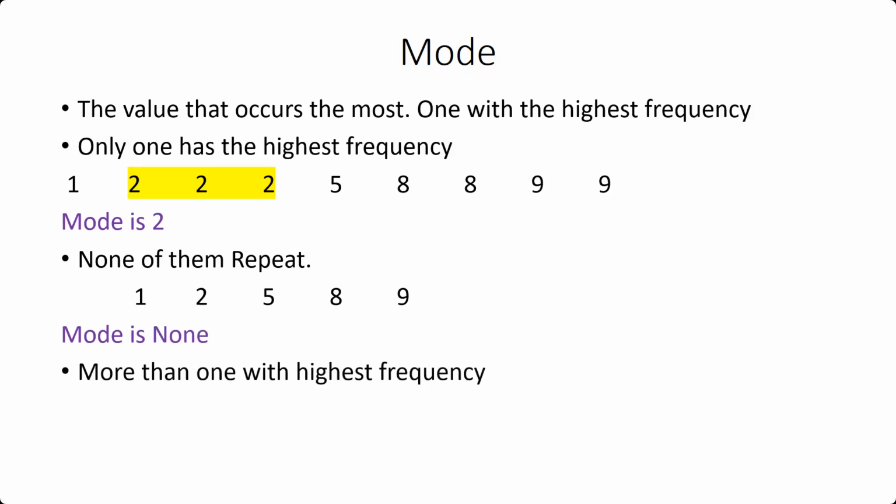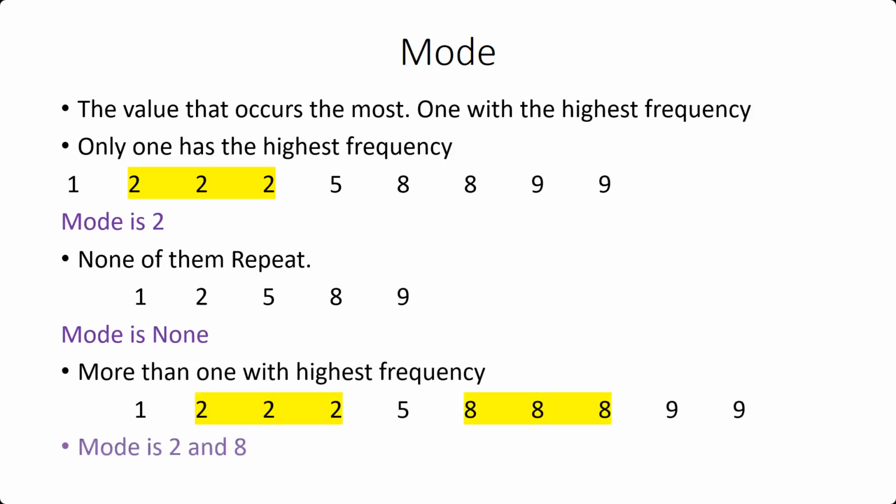And then more than 1 has the highest frequency. So if we look at this one, 2 is there 3 times, 8 is there 3 times, 9's only twice, the other 2 are once. So 2 and 8 have the same frequency and it is the highest frequency. So the mode is 2 and 8.